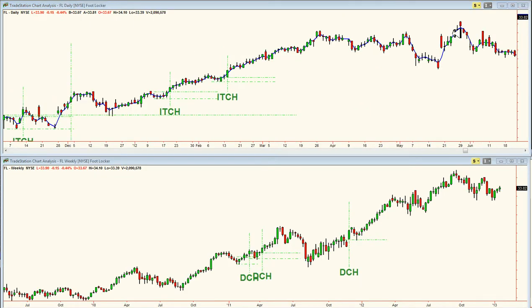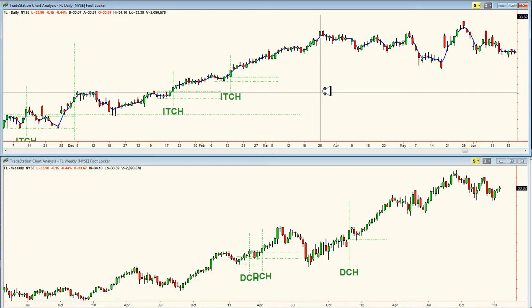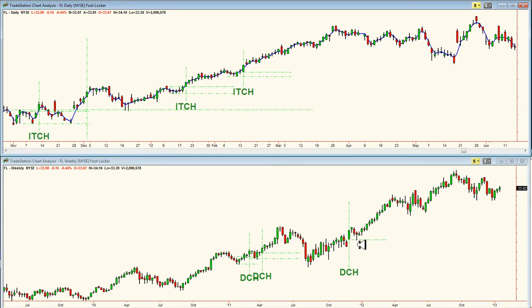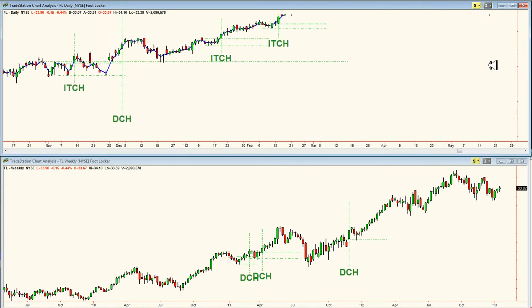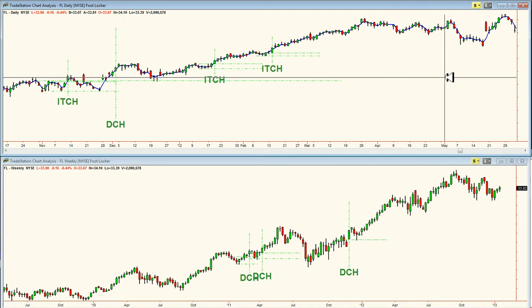Next up is FL, Foot Locker. Notice a DCH back in end of 2011, and again we should see that on the daily chart. We have a DCH. We actually had an itch that fired right before the DCH, which will happen. We don't have to have a signal on the weekly chart. In fact, we can just have a trending weekly chart and get multiple itches. But with a combination, again, dual chart agreement is what we call it, weekly and daily.